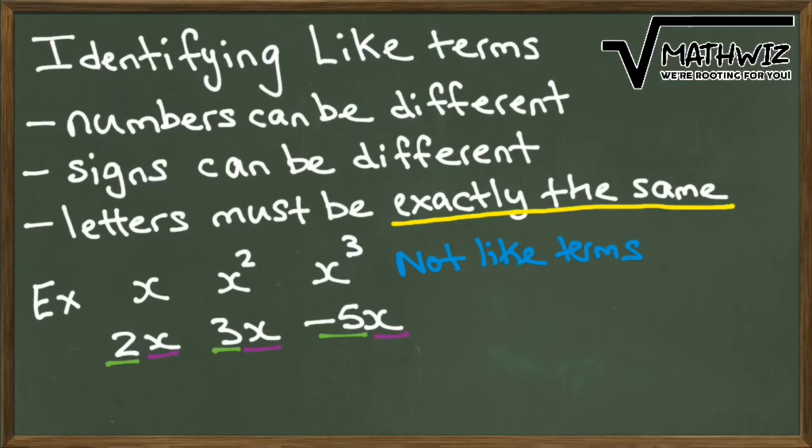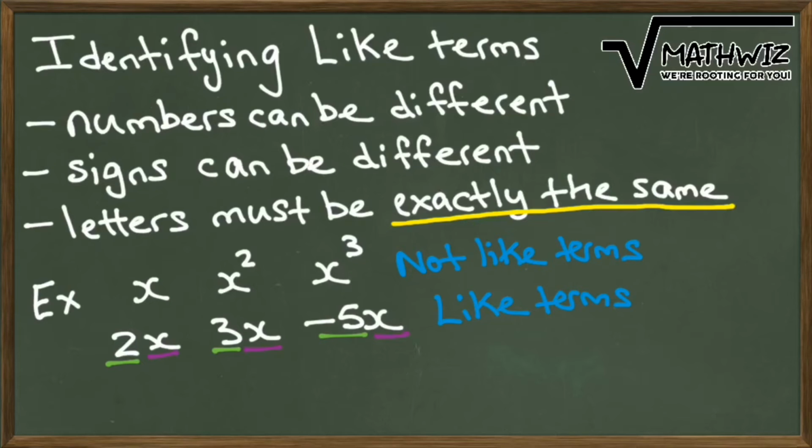I also wanted to highlight that even though you have these as positive and then you have a negative, that does not change the fact that they are also like terms. So once the numbers and the signs, that's not what you focus on when you're determining like terms. You want to focus on the letters. So yes, for this we would say they are like terms.